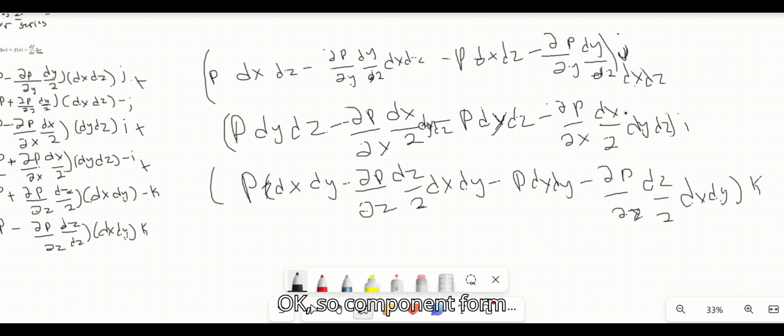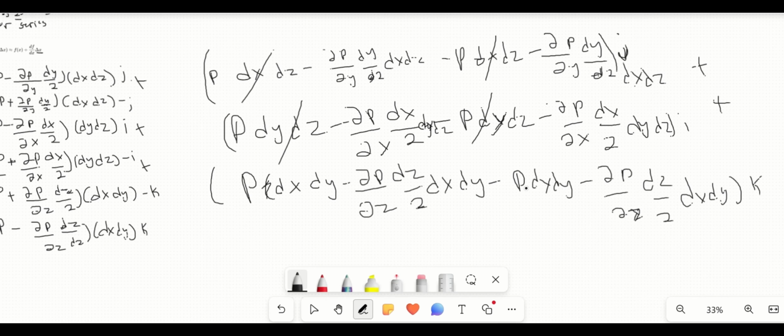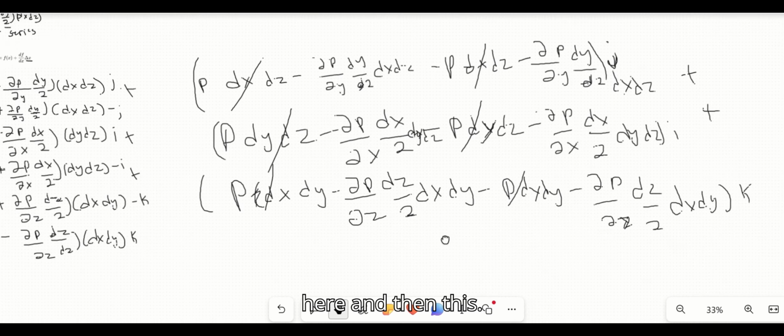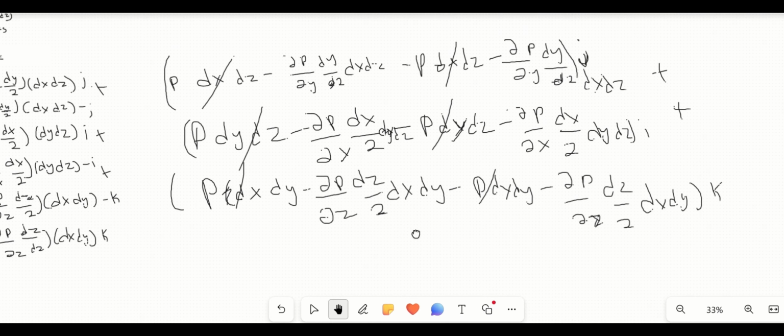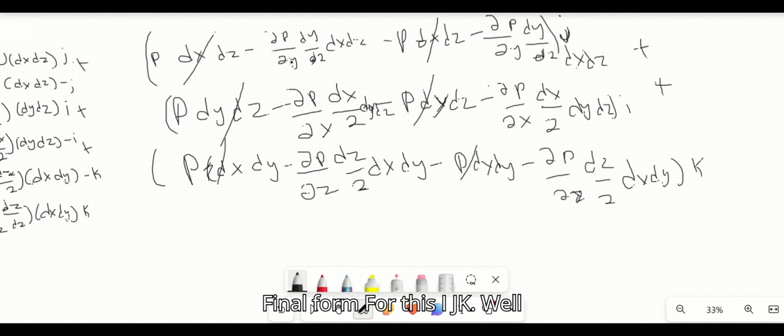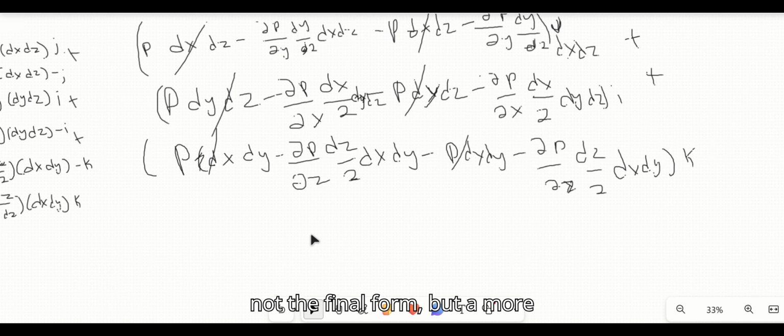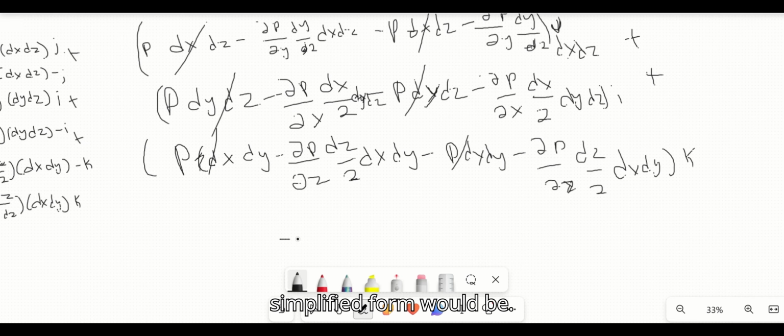Okay, so component form right here, and now this cancels out with that. We got some nice cancellations here. And then for the final form for this in i, j, and k, well, not the final form, but a more simplified form would be negative.